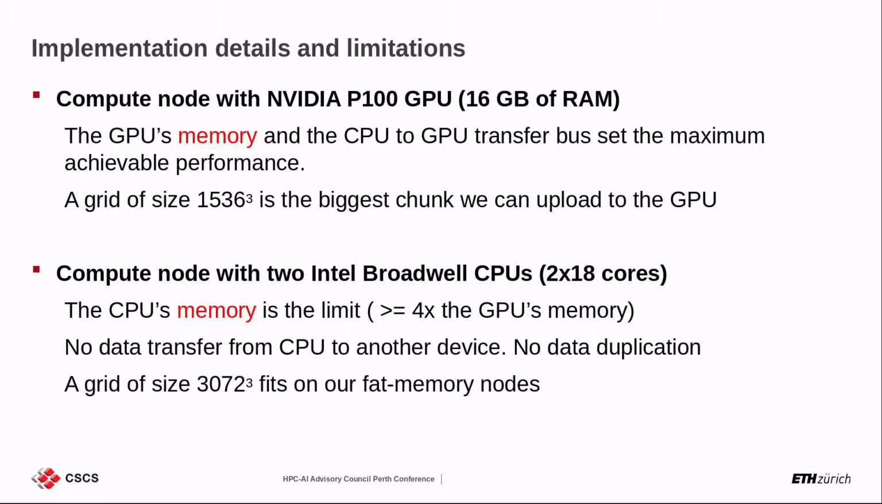On the compute nodes with Intel Broadwell CPUs, the CPU's memory is the limit, but most CPUs now are the so-called fat memory nodes. At CSCS, we only have 128 gigabytes, but I know many systems around the world have even bigger memory attached to their nodes. So in that case, a grid of size 3,000 cubed can fit on a single node.